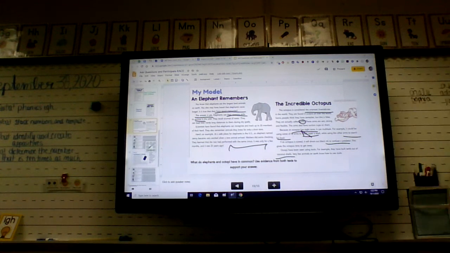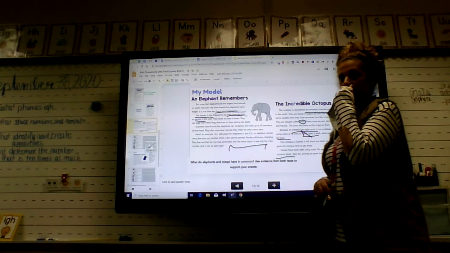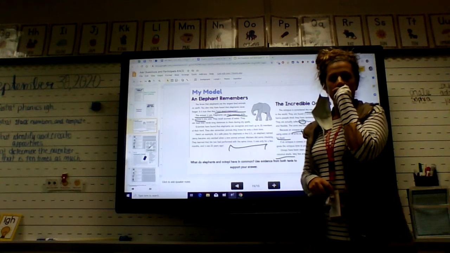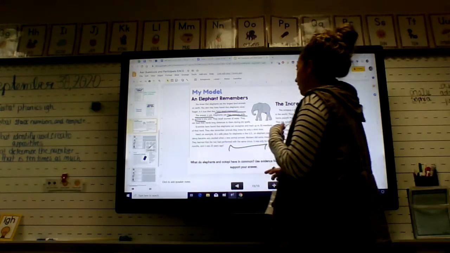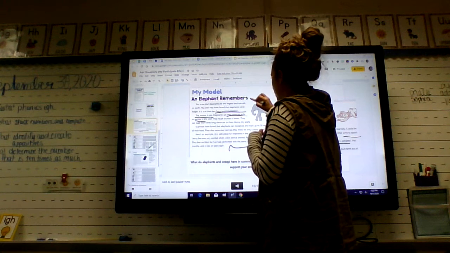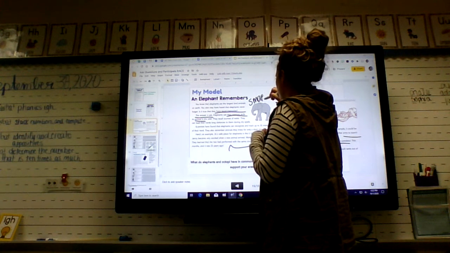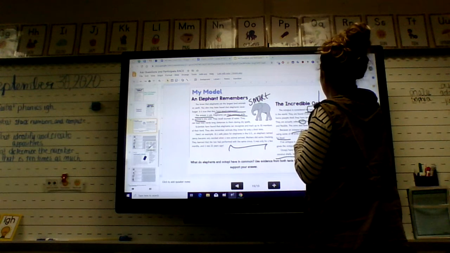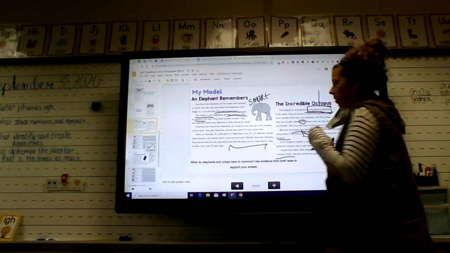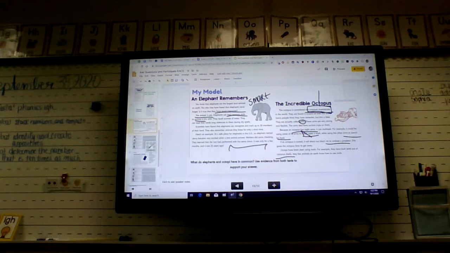So I'm going to think to myself, what do elephants and octopi have in common? Nothing probably. We just read. I'm thinking that elephants, if they have a memory like that, they're smart. And this said that the octopus was the smartest invertebrate. So probably. What did I think about these two animals?